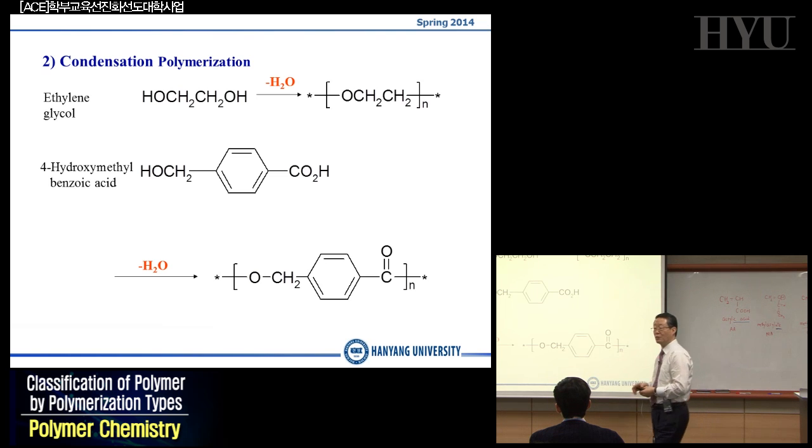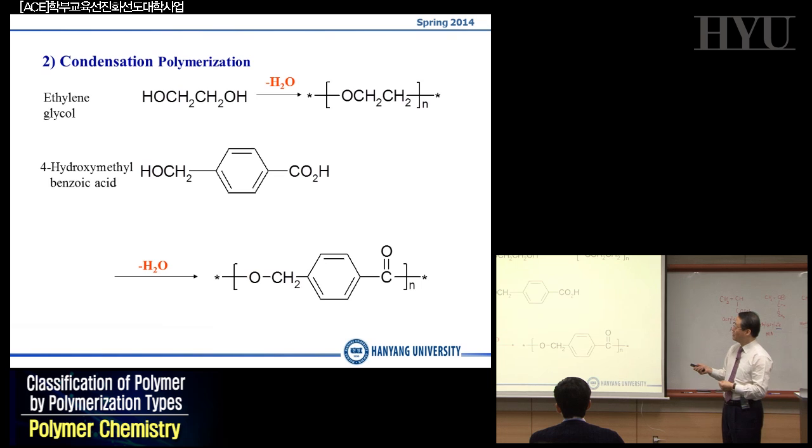One more thing that I would like to add here. Look at this arrow. The arrow is always from left to right. If your arrow is from right to left, what happened?